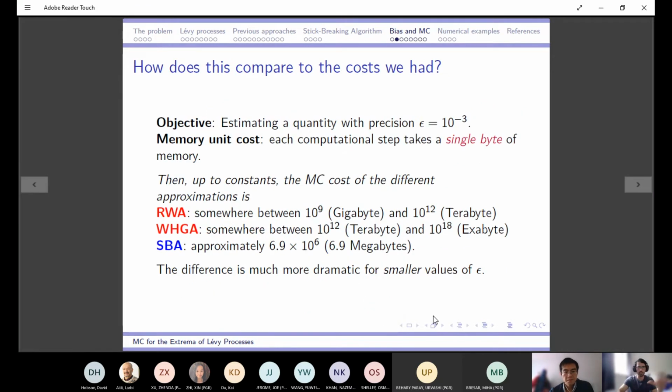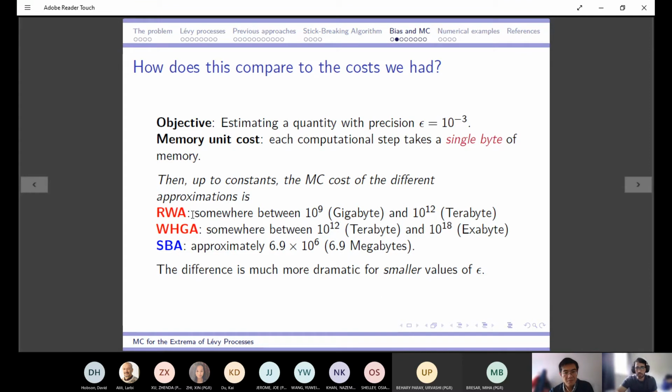So just to make it a bit more concise, I'll put an analogy, right? Let's suppose that I want to estimate some quantity and I want a precision of 10 to the -3. And I'll assume that each computational step takes a single byte of memory, right? A memory, because we deal with these quantities all the time when you have, I don't know, a song stored on your USB or a file, right? A video game, a picture, whatever.